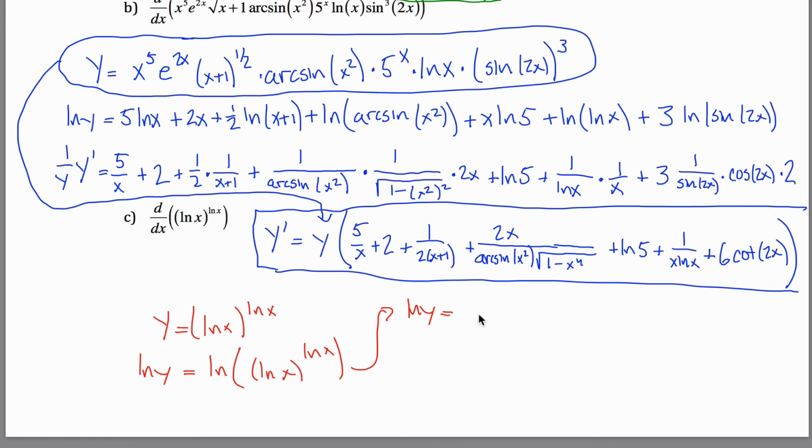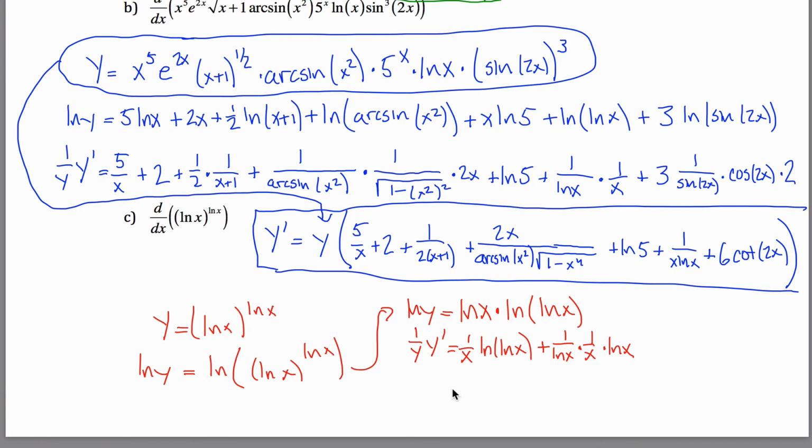So this natural log of x comes down in front, and that's getting multiplied by the natural log of the natural log of x. So I took this natural log of x and brought it in front here, which left me with the natural log of the natural log of x. So I get here. And now I can take derivatives. I get 1 over y times y prime is equal to product rule, f prime times g plus g prime times f.